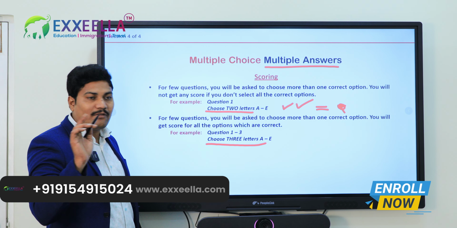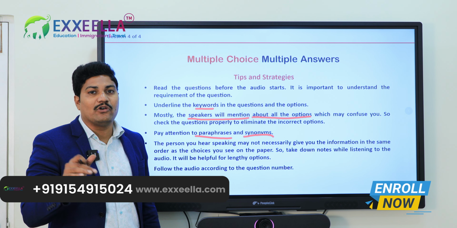So coming to the multiple choice, multiple answer tips and strategies, listen carefully. We need to read the question carefully and understand its requirement. We need to identify some important keywords, which will help us get the correct option. After identifying the keywords, focus on an important thing: the speaker will mention all the options to confuse you. So you need to pay attention to the correct option. You have to listen carefully and get the correct option. For that we need to focus on paraphrases, information and synonyms. These things will help you get the correct option.